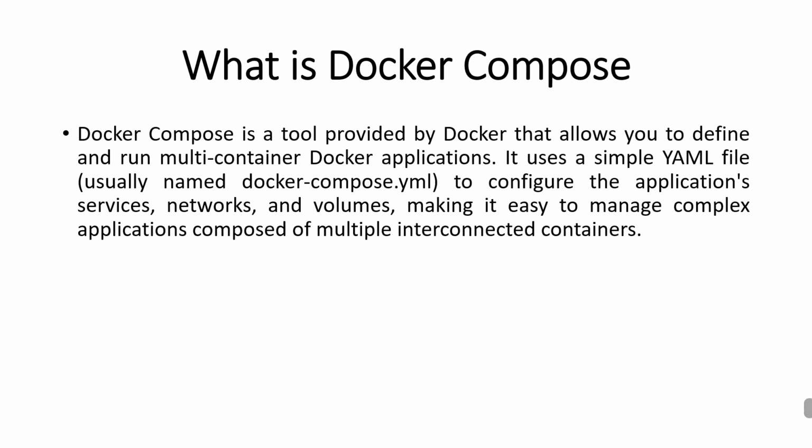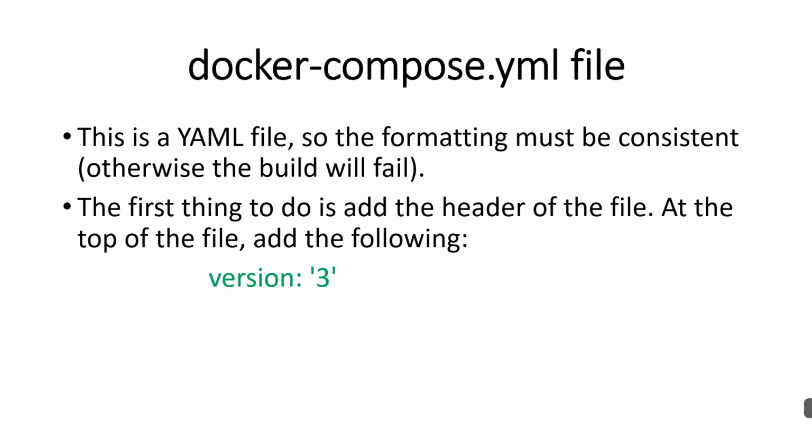Multi-container means, suppose we have a front-end application, then a back-end application, then a database. So we have three layers of application. How will we manage it? With Docker Compose, we take the front end as one container, the back end as another container, and the database as another container. So we have three containers, and these three containers are managed by our Docker Compose file.